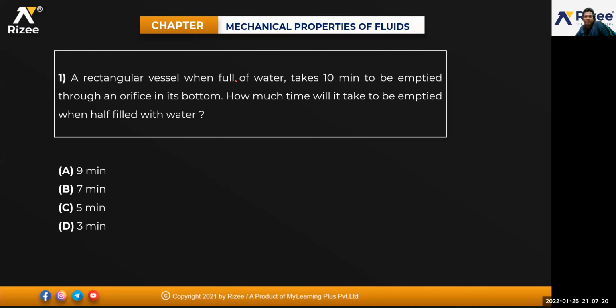A rectangular vessel, when full of water, takes 10 minutes to be emptied through an orifice in its bottom. How much time will it take to be emptied when it is half filled with the water? That means this is your container, and there is a small hole here right now.